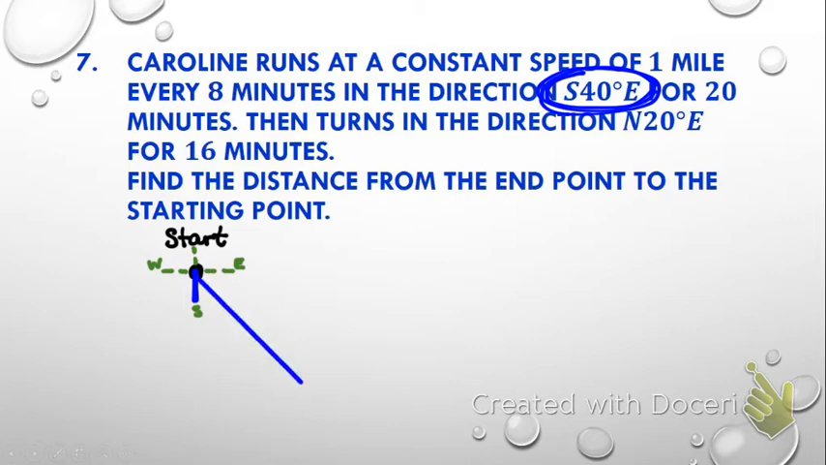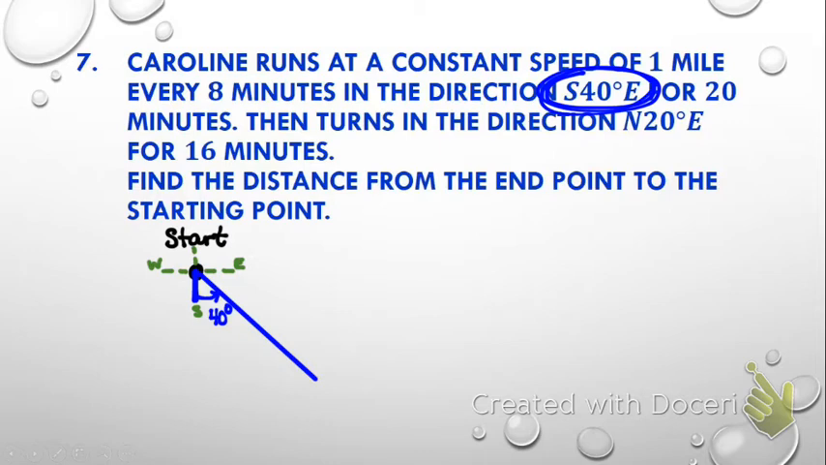So I've got something like this. And where do I put the degree markings? Where do I put the 40 degrees? Yeah, from south over to that line that she actually ran on. Here's my 40 degrees. So far, so good? Just chunking it out one piece at a time.